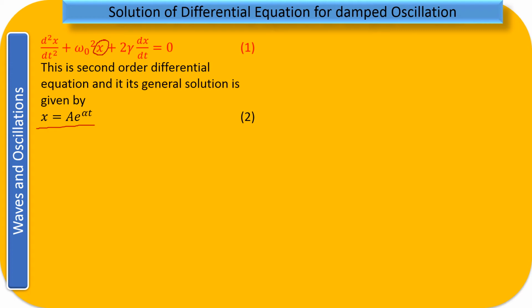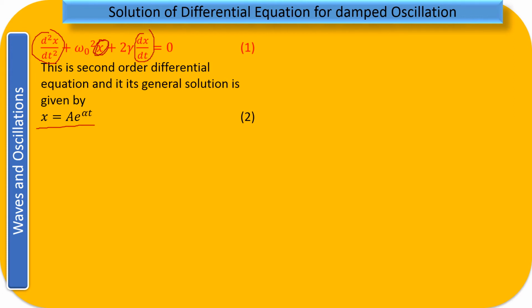All those things you can write. Same thing here, I have written x equal to a e to power alpha t, which is also the same thing. It is representing a sine or cosine wave. Now what I require to do: here you have d square x upon dt square, here you have dx upon dt, and here you have only the x.